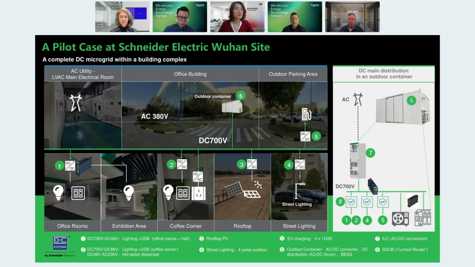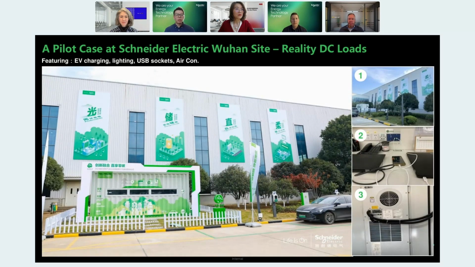I usually get questions about, hey, how would you find loads typically in DC? This is the common question we do have. But in this case, I wanted to present you some of the real DC loads that you have. So these are the EV charging, lighting, USB sockets, and air conditioning units. Here I put up real pictures that I took myself at the site.